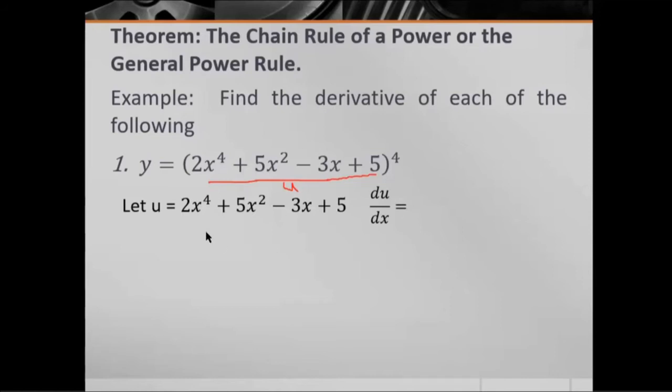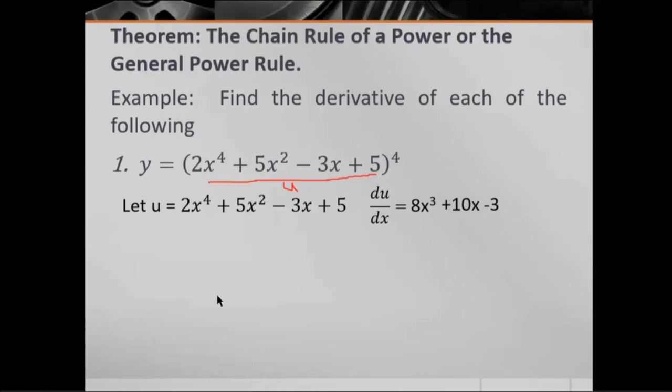So, the 2x to the 4 becomes 8x cubed, 2 times 4, then 4 minus 1. Then, the second term, 5 times 2, 2 minus 1, so it becomes plus 10x. Then, the third term, negative 3 times 1, negative 3, and 1 minus 1 is 0, so what remains is negative 3. Then, the plus 5 is a constant, so it is eliminated. Okay? So, we now have the derivative of u with respect to x.